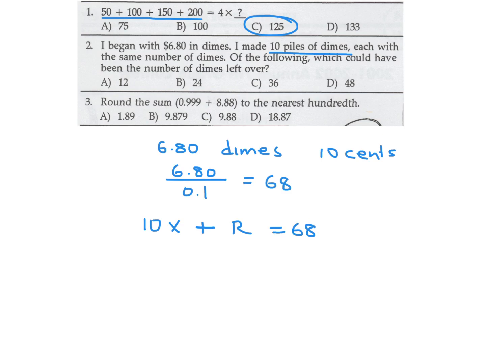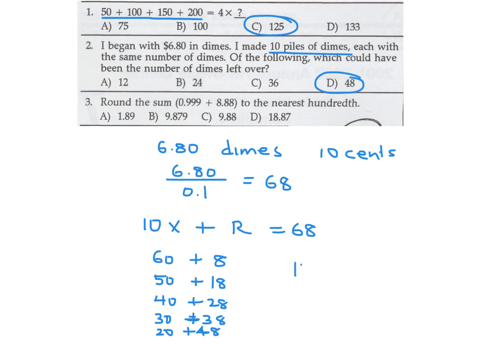So it looks to me the remainder is going to be something that has an 8 in it. Because, for example, if this 10x was 60, the remainder would be 8. If the 10x was 50, the remainder would be 18, and so on, right? 40 would be 28, and then 30 would be 38, and then 20 would be 48, like that. So if you look at the answer choices, there's only one that has an 8 in it, and that's D. And that would basically happen when x is 2. When x is 2, that would be 20 plus 48, which is 68. So it would be 10 piles of dimes, each with 2 dimes in it.